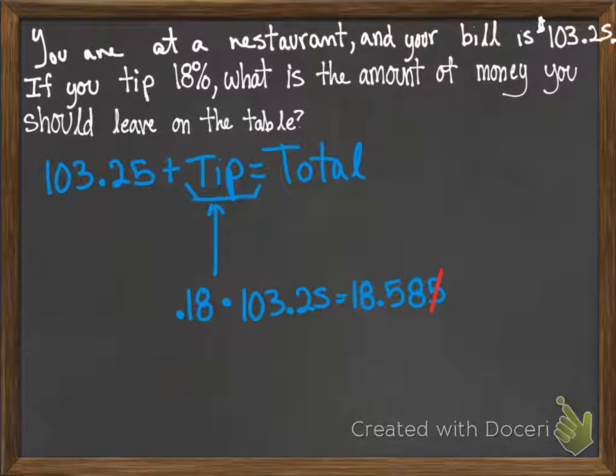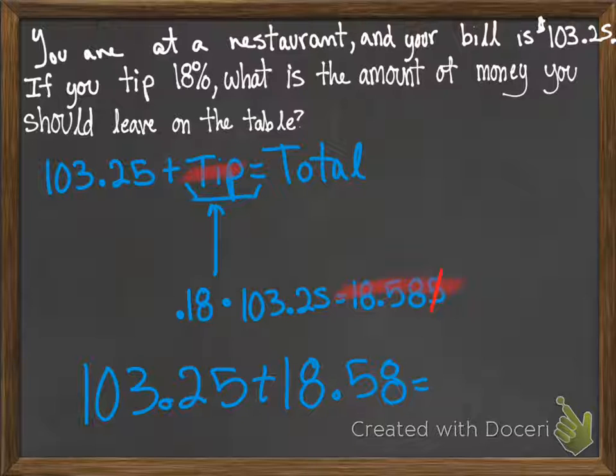I'm not done yet because the question asks what is the total amount of money you leave on the table. So you need to leave your amount for the bill and you need to leave the amount for the tip. So 18% is $18.58, and then I also need to pay the $103.25. So I'm going to substitute that $18.58 into the tip position, and then 103.25 plus $18.58, I'm going to leave $121.83 on the table. All right, so my bill will be covered and my tip is also included in there.